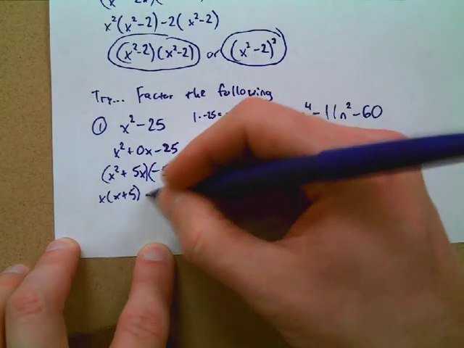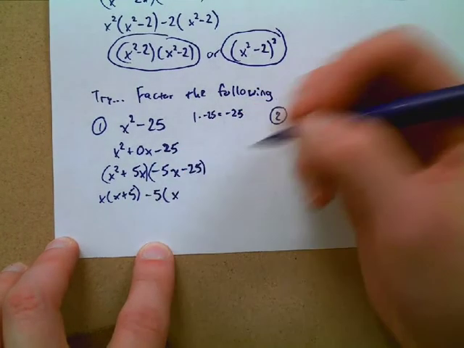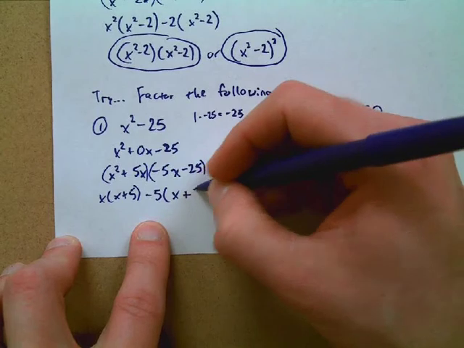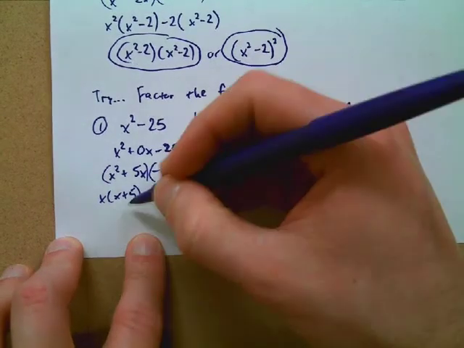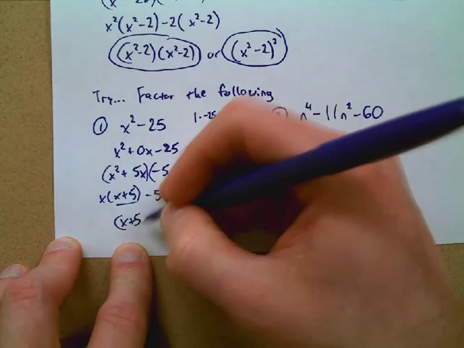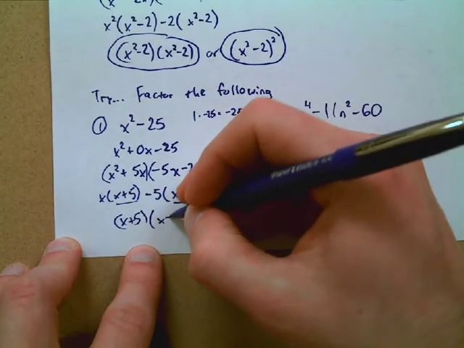So negative 5, which leaves, if I divide negative 5x by negative 5, I'm left with just the x, or 1x. And then negative 25 divided by negative 5 is positive 5, right? And you see, hey, look at that. Same leftovers, so we can pull those out. X plus 5, factor those out, and we're left with an x minus 5. And there's our final answer.